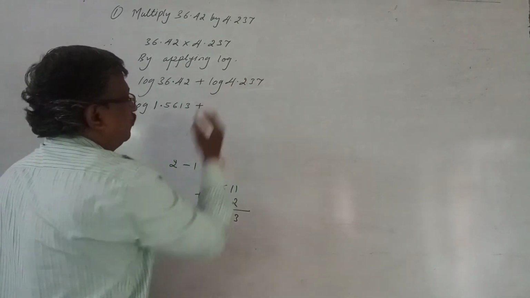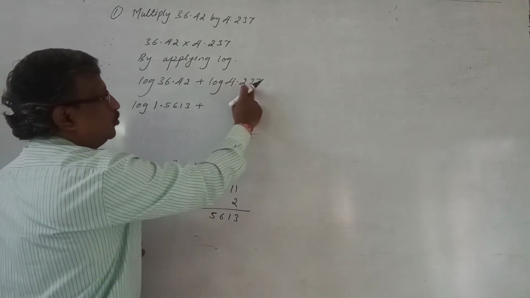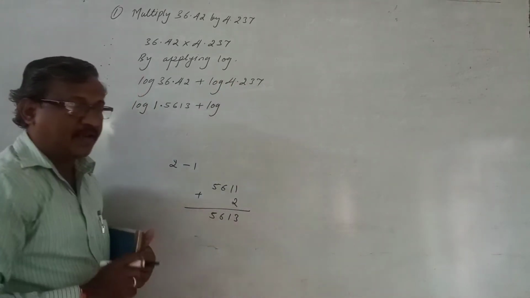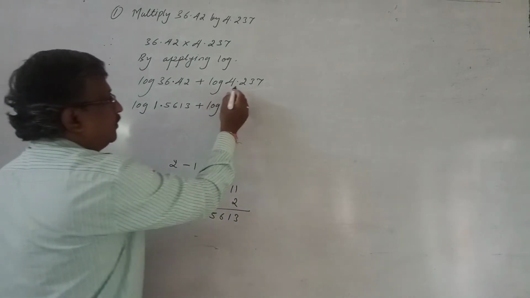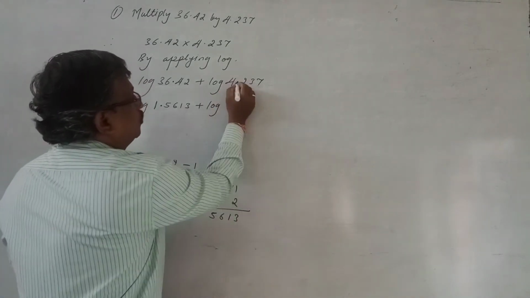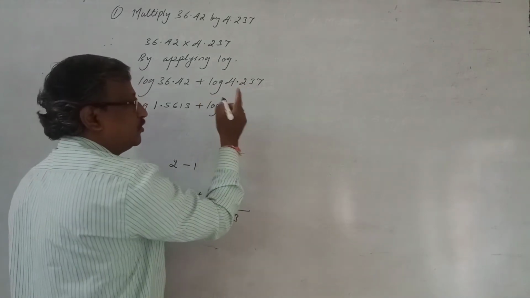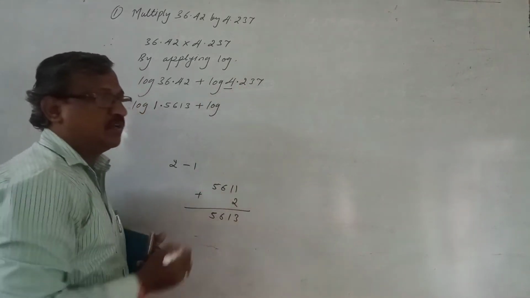In the same manner you have to find out the log of 4.237. So again first you have to write the characteristics. What must be the characteristics of this number? This number is in decimal. When the number is in decimal, to find out the characteristics of such a number, always you have to consider which part?